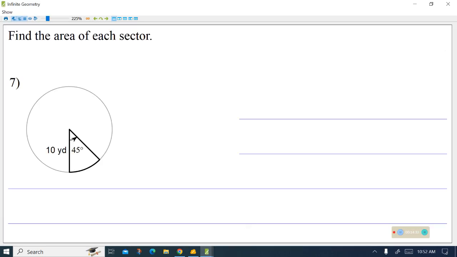Again, I will release the answer for this one. So number 8, go ahead, pause the video. Please pause it and do this calculation on your own. And the answer for number 8 would be 25 pi over 4.